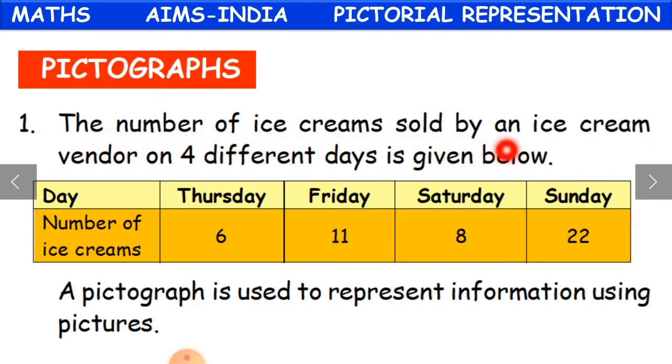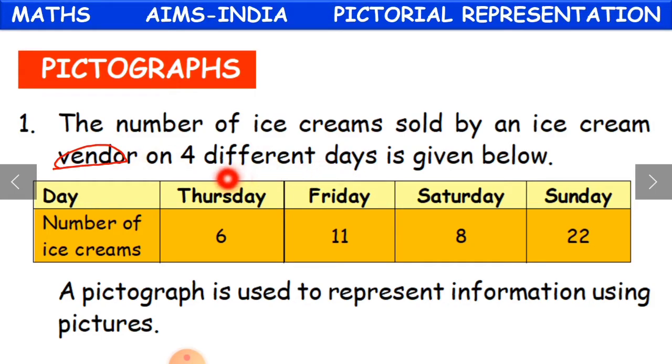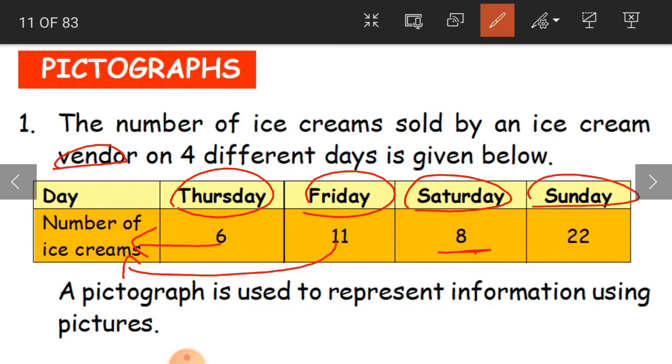Now let us look at how to represent using a pictograph. The number of ice creams sold by an ice cream vendor on 4 different days is given below. So what is the information given, children? The number of ice creams sold by an ice cream vendor. Vendor means seller. On 4 different days, that is on Thursday, Friday, Saturday and Sunday, is given. On Thursday he has sold 6 ice creams. On Friday he has sold 11 ice creams. On Saturday he sold 8 ice creams. And on Sunday he has sold 22 ice creams.